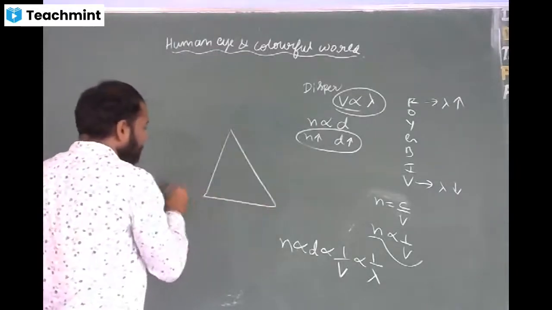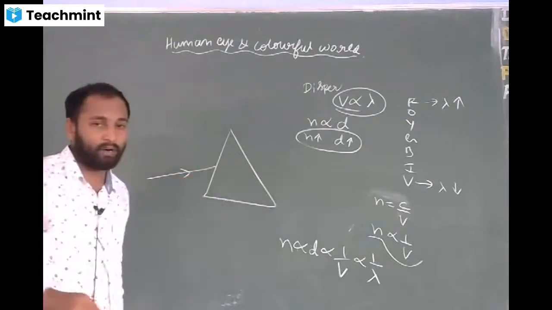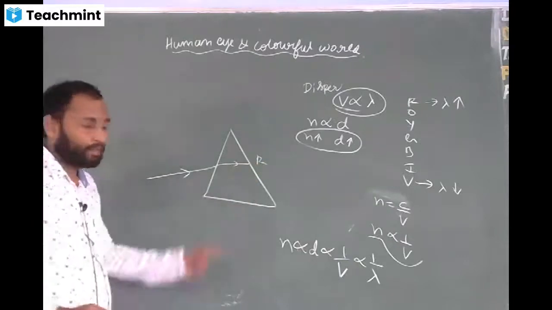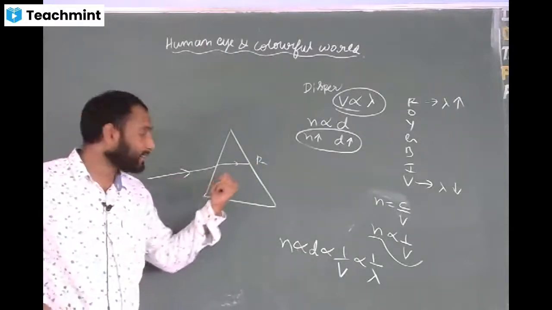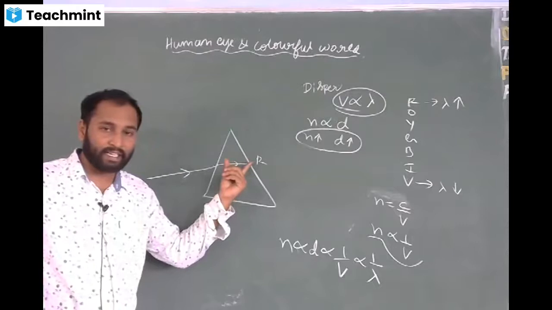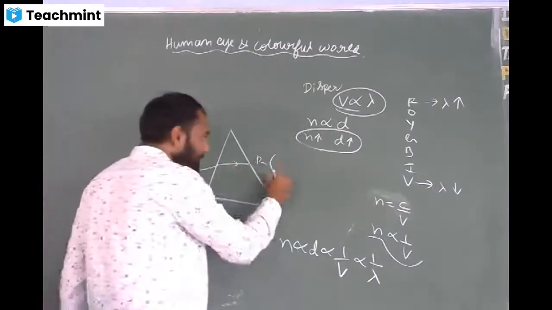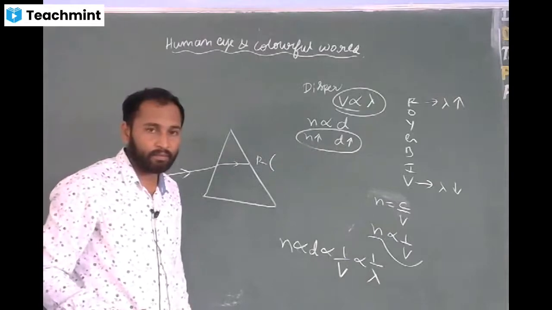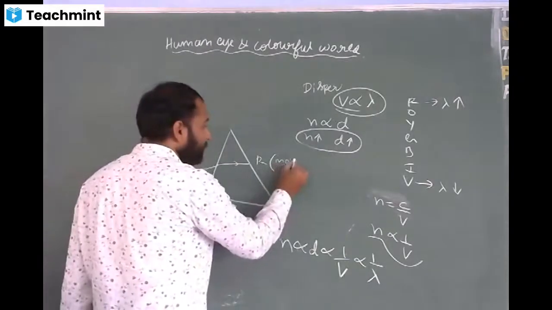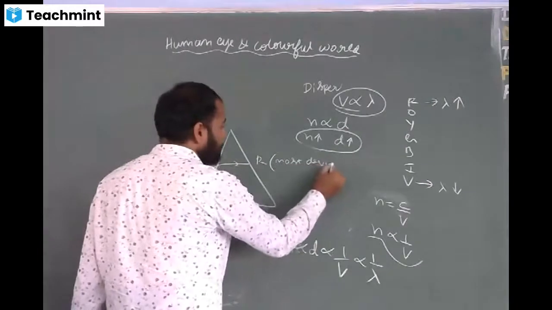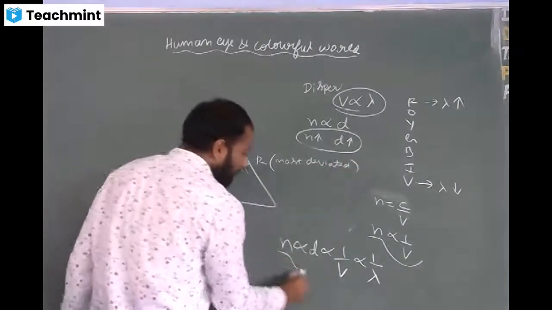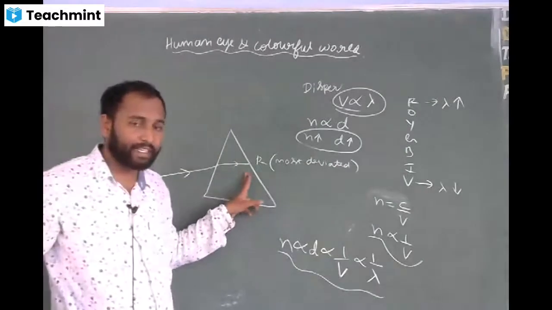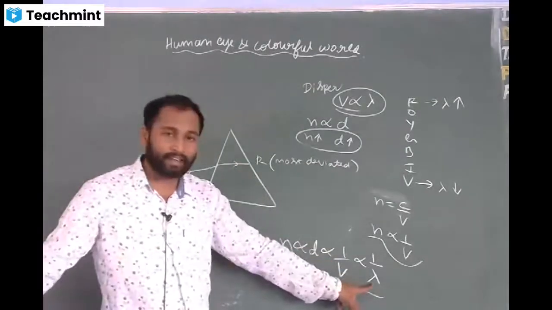So this is the prism. This is a beam of white light. This is a red colored light. Now as the beam of light enters the prism, first we get red colored light. Is it most deviated or least deviated? Most deviated. So try to apply this formula here. Why is red most deviated? Wavelength of red colored light is more.